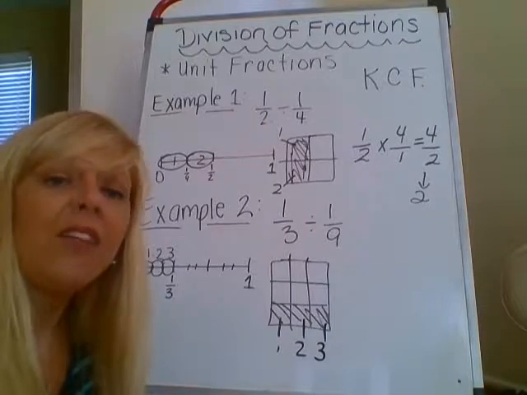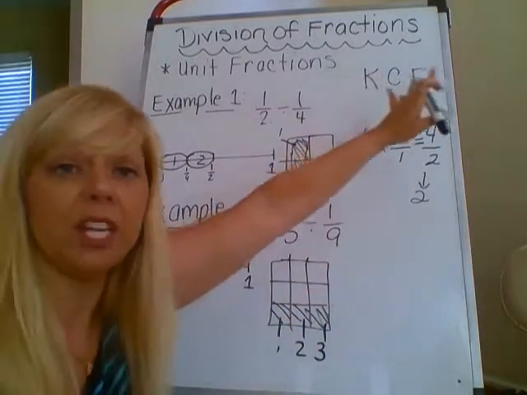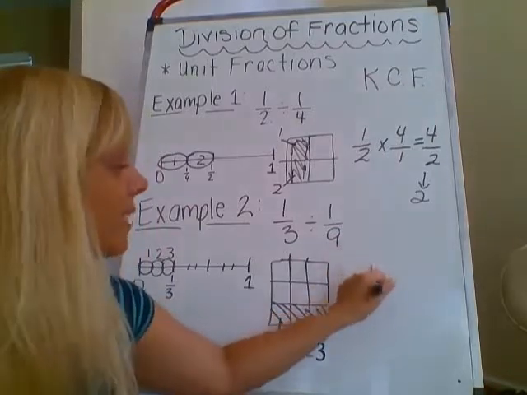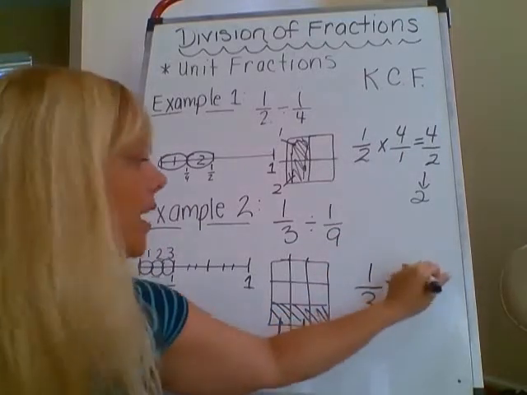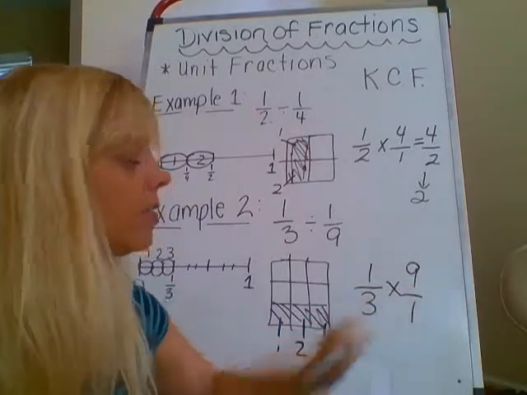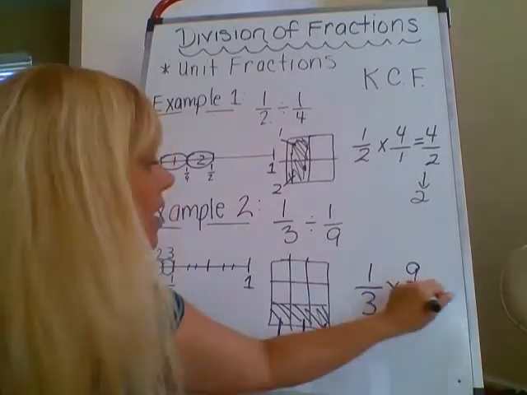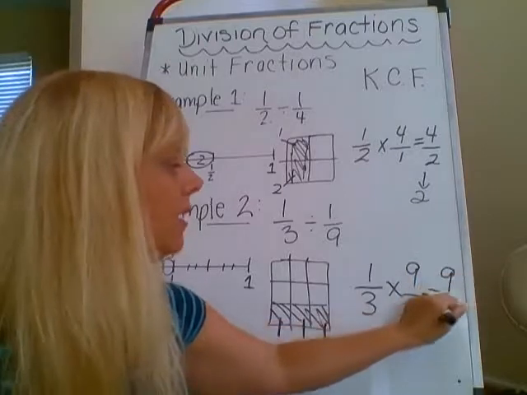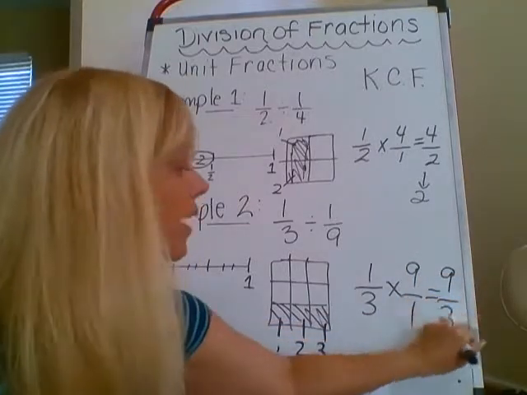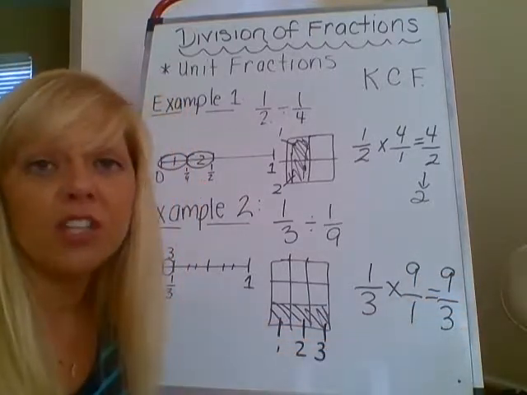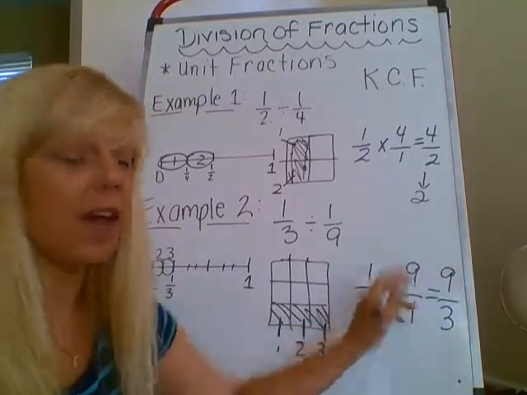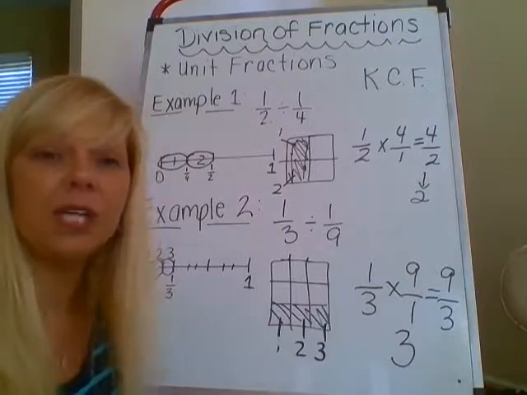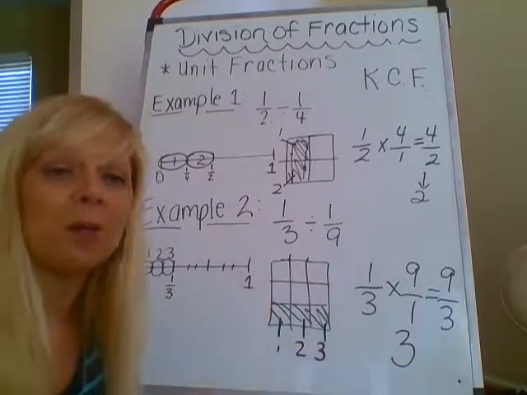All right. And then using my algorithm with my keep change flip, I'm going to keep my dividend, change my operation to multiplication, and take the reciprocal of my divisor, and then I'm going to multiply across. So 1 times 9 is 9, 3 times 1 is 3, and if I want to change that into a mixed number or a whole number, 3 goes into 9 three full times, just like I got on my area model and my number line model.